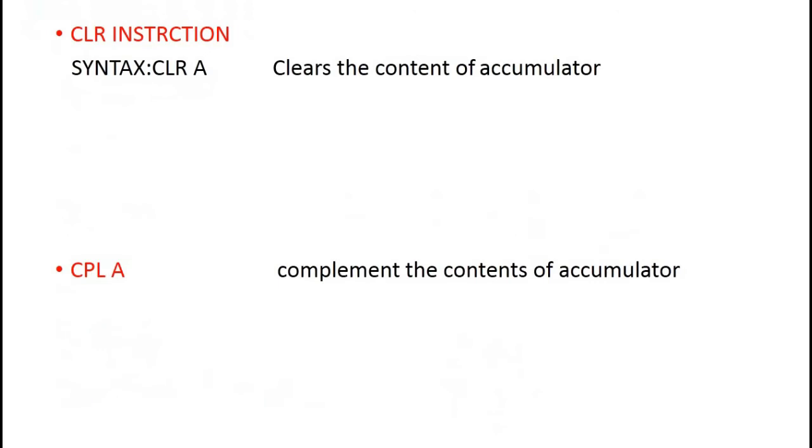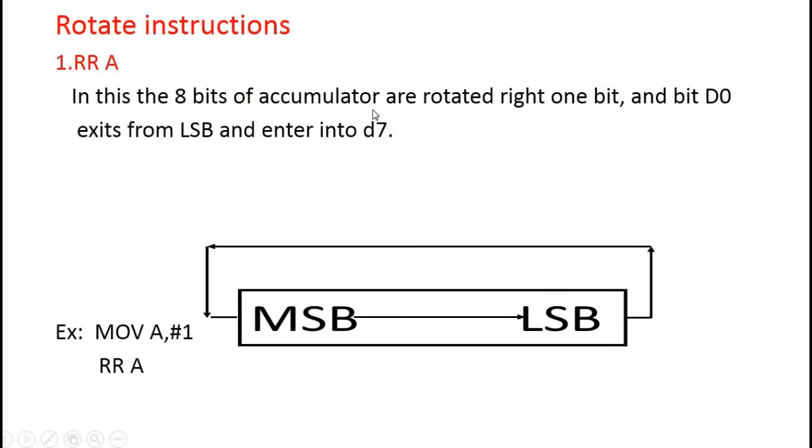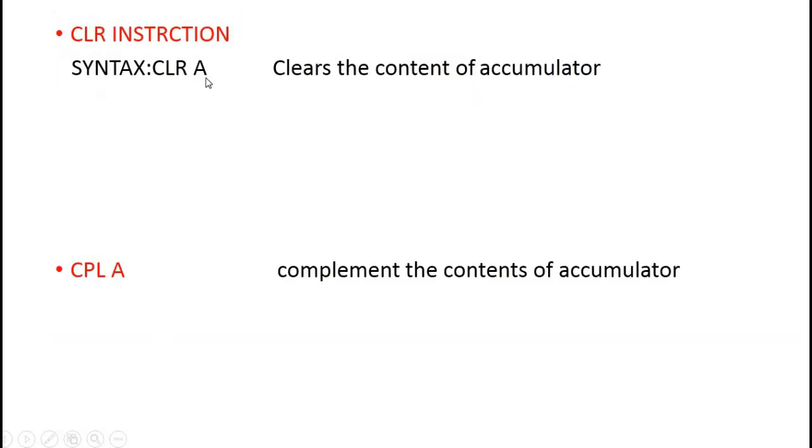And next, the instruction under the logical group is the clear instruction. Okay, so the syntax for the clear instruction is CLR A, which means it clears the contents of the accumulator. So just assume that whatever data was present in the accumulator earlier, after execution of this instruction the accumulator content will be 00H.